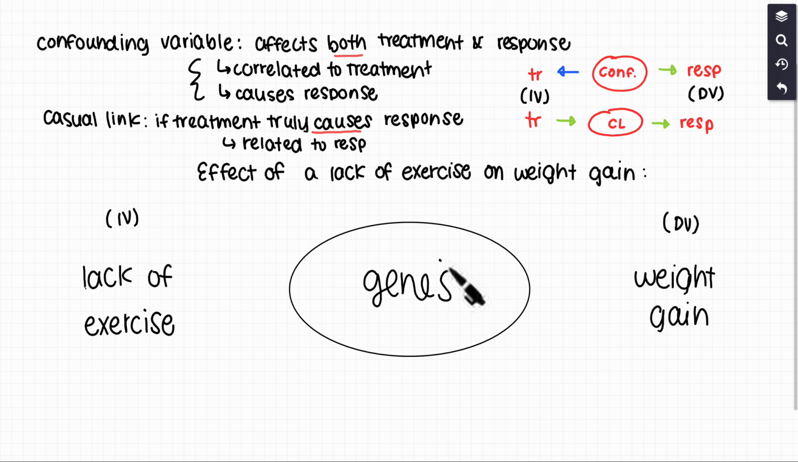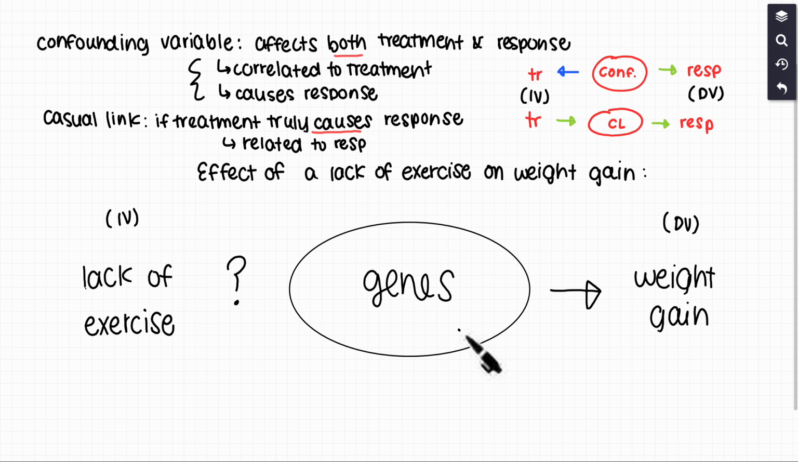All right, so genes are actually not related to a lack of exercise. It's not like my genes or my family history will affect how much exercise I do. That's not a thing. So I'm going to put a question mark here because genes aren't actually related to this independent variable. However, genes can have an effect on weight gain. For example, if your family has a high history of obesity, then you may have a higher chance of being overweight. So I'm going to put an arrow from genes to weight gain because certain genes can cause you to gain weight. So that's why I put an arrow here.